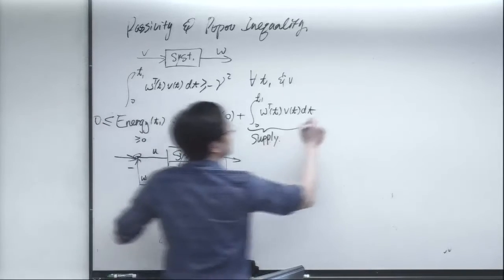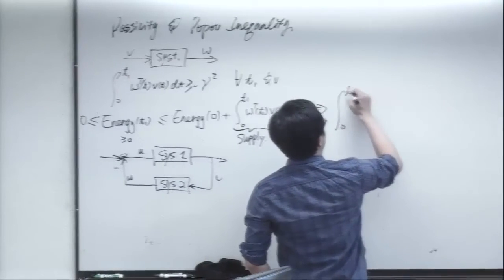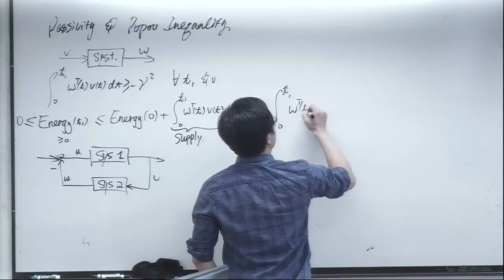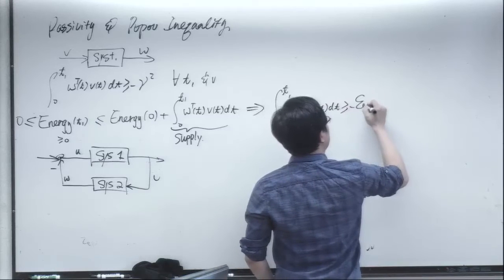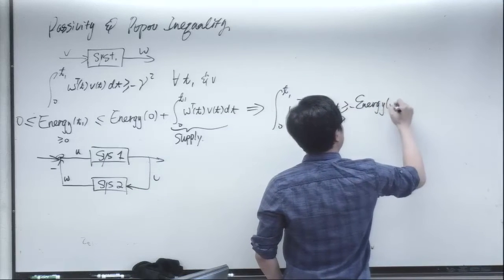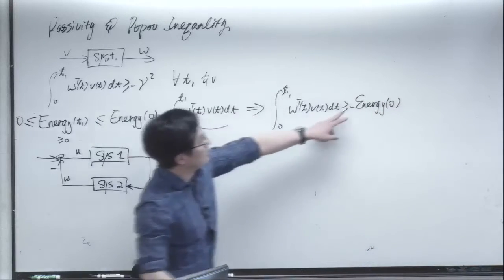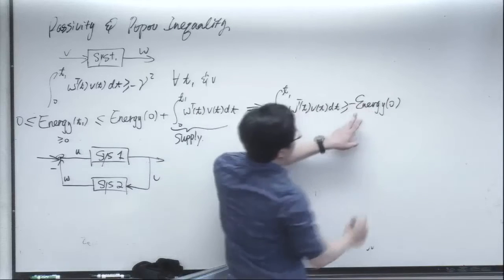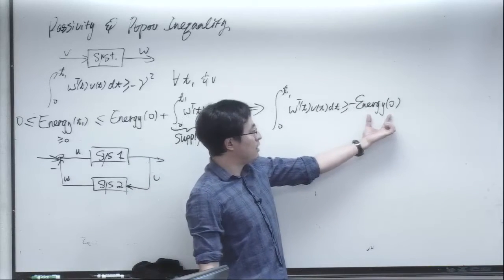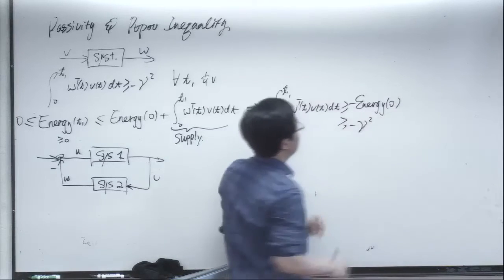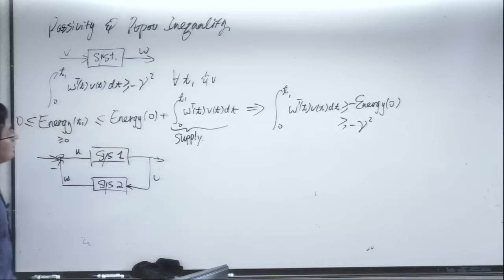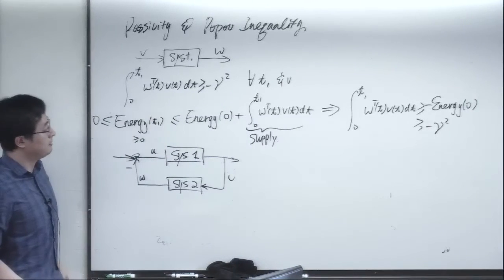So therefore, we have this Popov inequality. And it's a negative sign, right? And because energy is again non-negative, that's why it is a negative gamma square. That's all the back-end story about this definition over here.